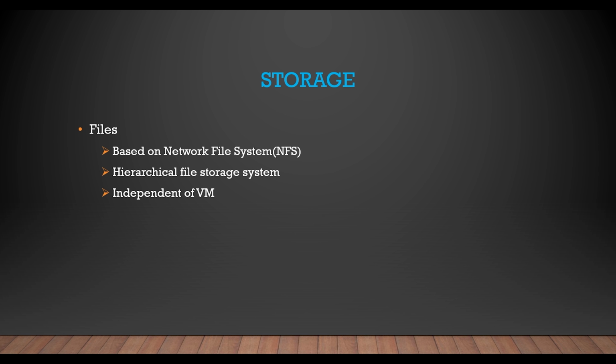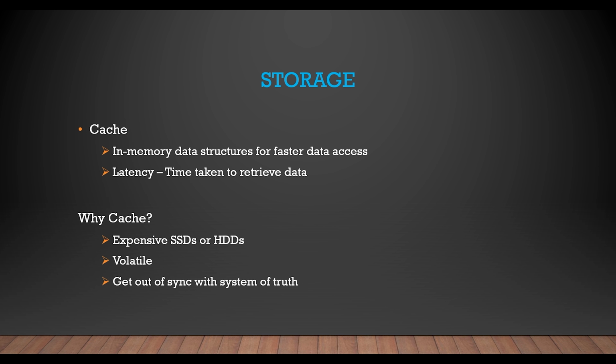So the file storage system decouples the file system from specific virtual machines, and the file system, its directories or its files, is independent of the virtual machine, and any application can access those files. Next one is cache. Cache is an in-memory data store which has faster access to the data. So the time taken for the data to be retrieved is called the latency.